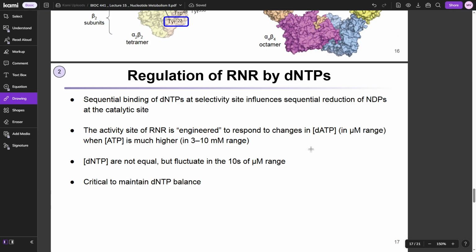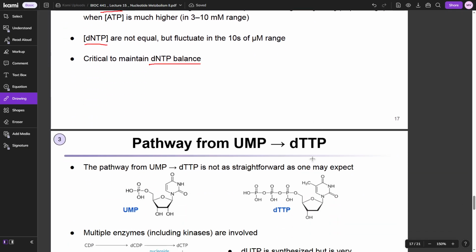I'm not going to harp on this too much. It's important to maintain dNTP balance. You don't want too many of them. That leads to mutations. The activity site only is modulated by ATP and dATP levels. And dNTP levels are not equal, but they fluctuate pretty frequently.